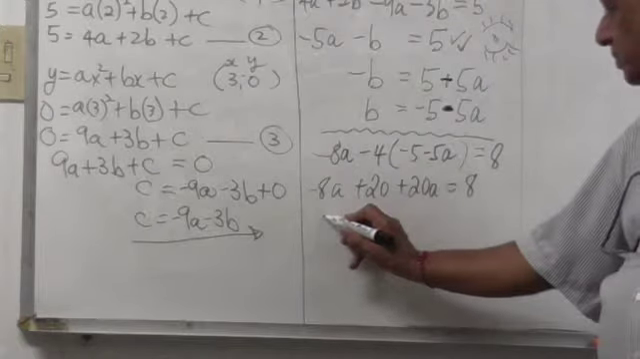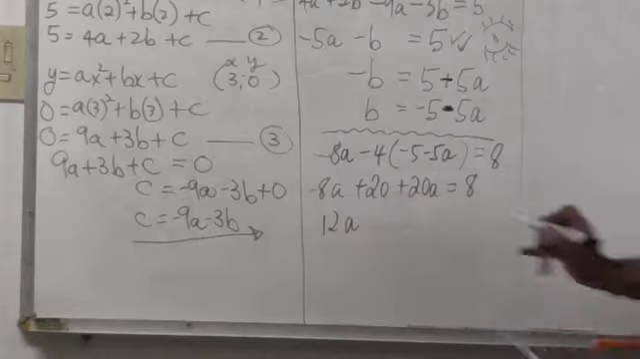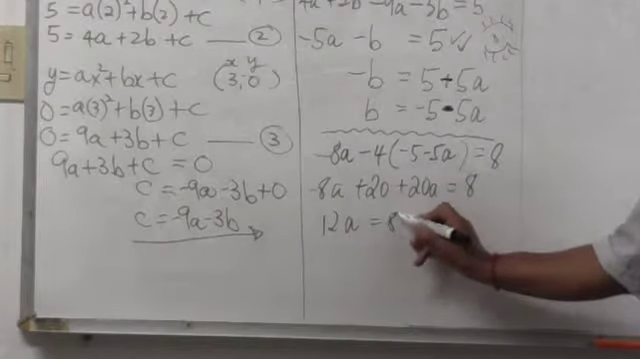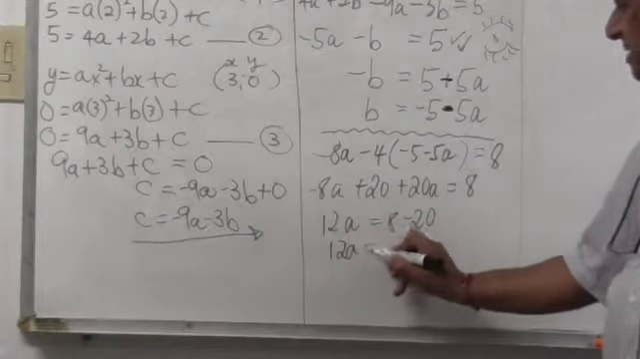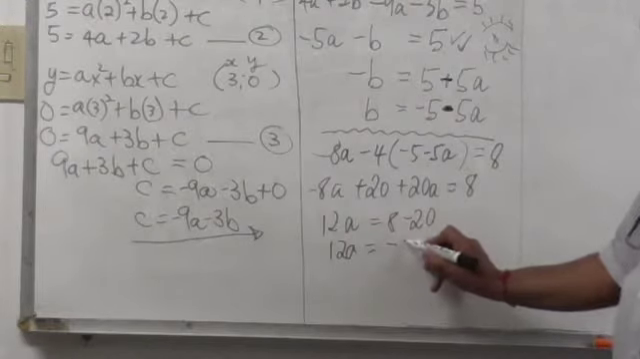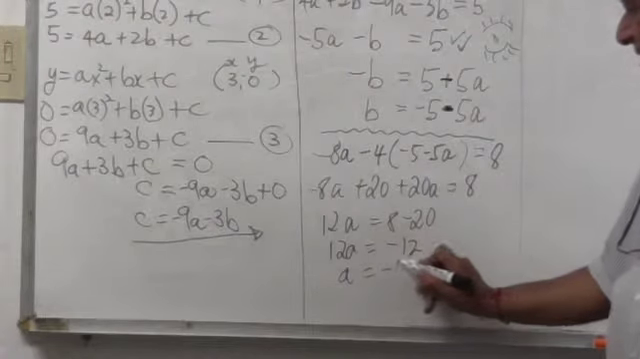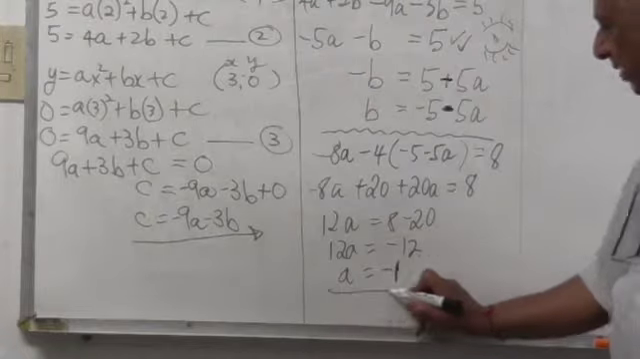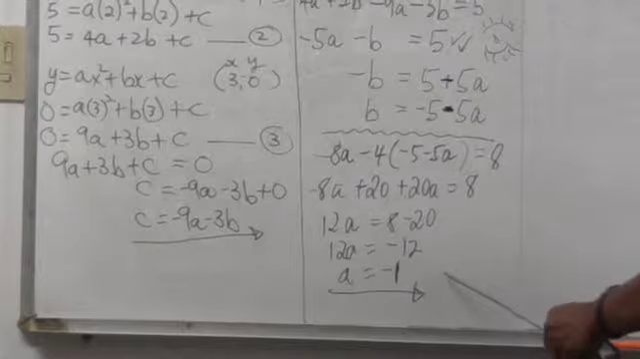So that gives you 12a. Minus 8 and 20 will give you 12. 12a is equal to 8 minus 20. 12a is equal to minus 12. A is equal to minus 1. So we found the value for a. A is minus 1.